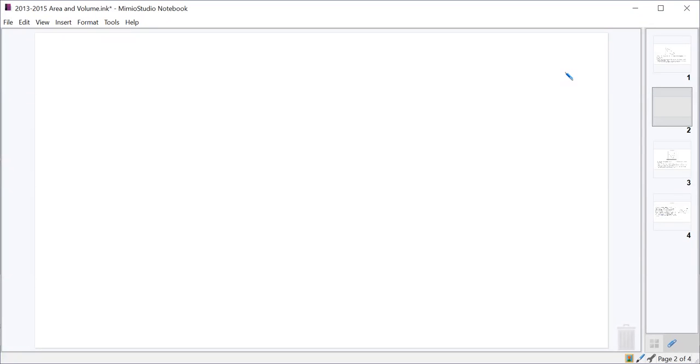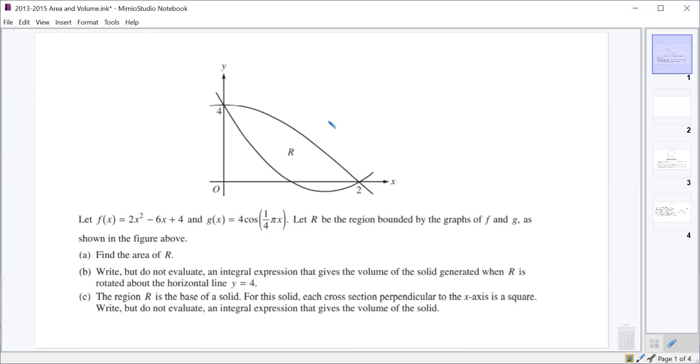Part A should have been pretty straightforward in general. Part A was just asking you to find the area of the region between those two functions. The only part you might have struggled a little bit with was figuring out which function was the upper function and which was the lower function.